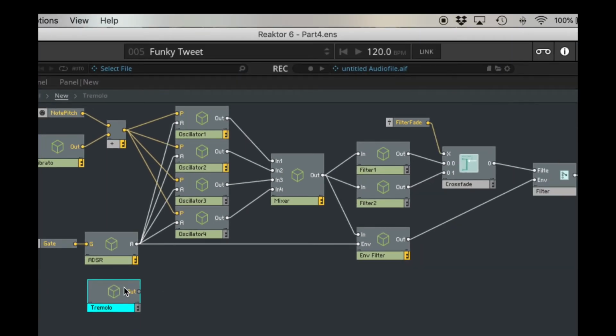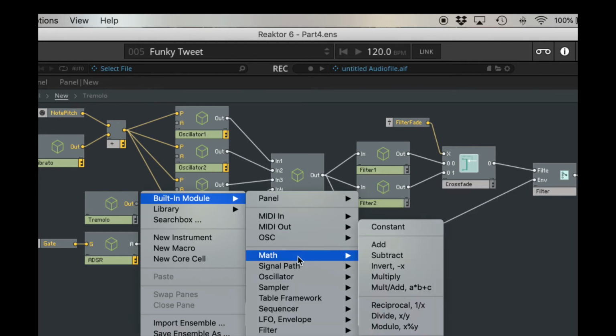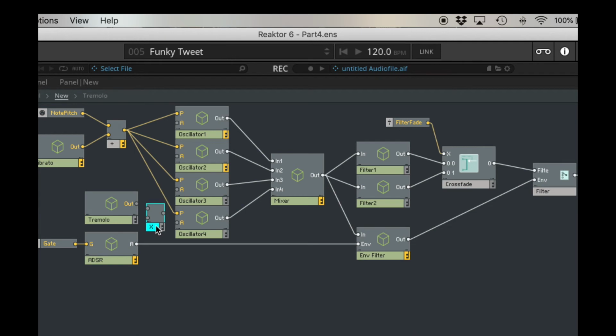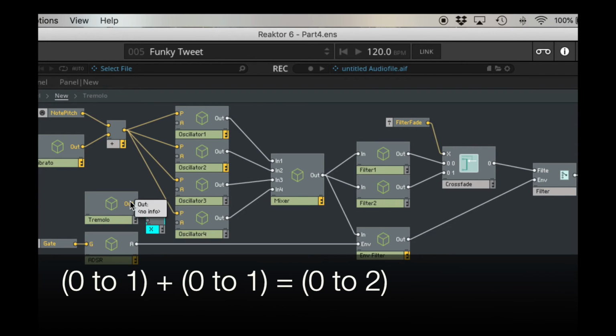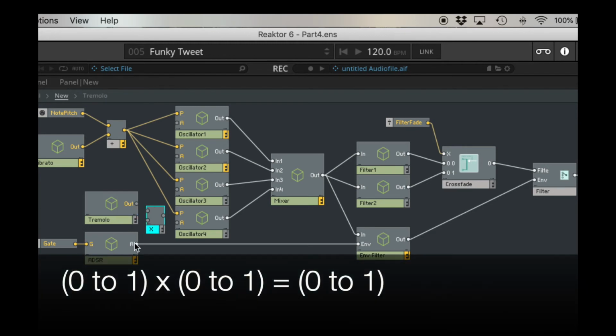So now with this tremolo, I don't want to add it to this ADSR, I want to instead multiply it. I'm going to leave the envelope filter out of this for a second. Built-in module, math, multiply. Now the reason for this is this is 0 to 1, and this is 0 to 1. If I add 0 to 1 plus 0 to 1, I get 0 to 2, and I don't want 2 going into all of these. But if I multiply these, I have 0 to 1 times 0 to 1. 0 times 0 is 0. 0 times 1 is 0, but 1 times 1 is 1.